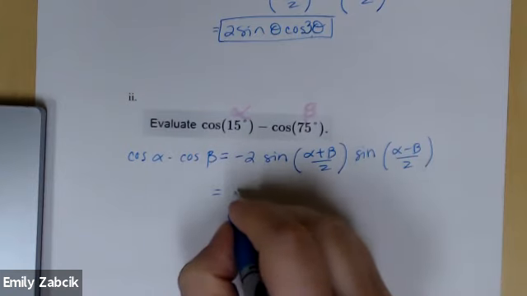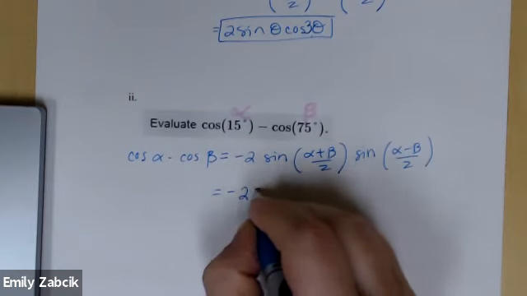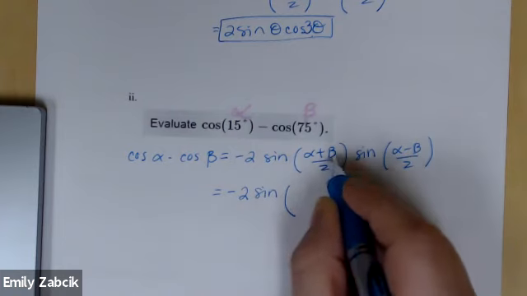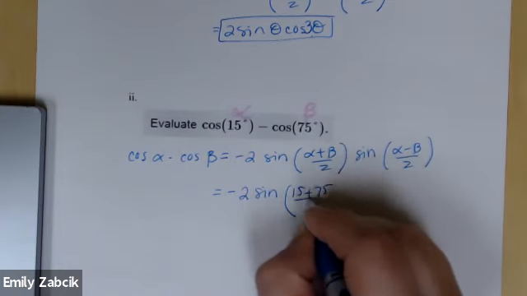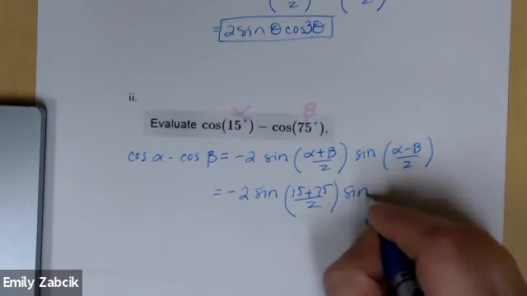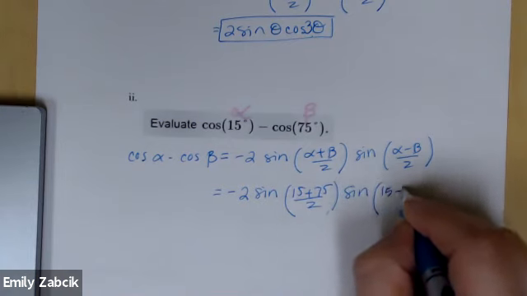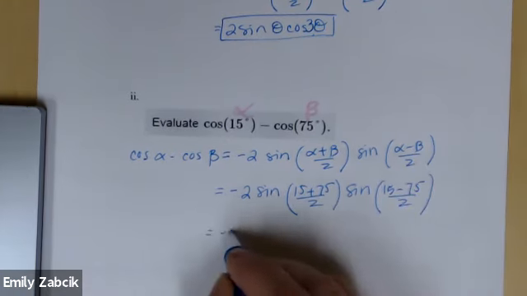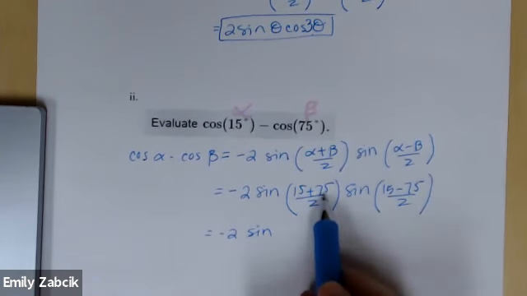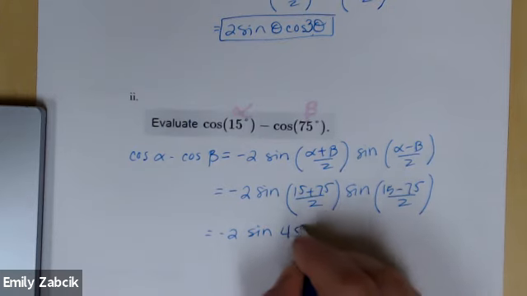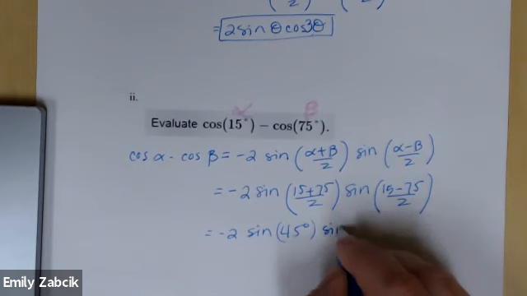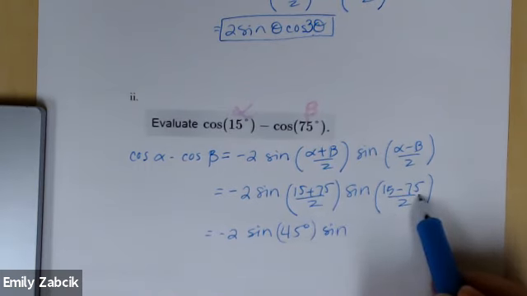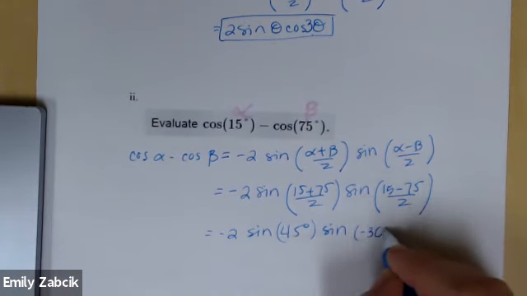So this is going to be equal to negative 2 sine of alpha plus beta, so 15 plus 75 over 2, sine of 15 minus 75 over 2. So this gives me negative 2 sine of, 15 and 75 gives me 90. 90 over 2 gives me 45 degrees. 15 minus 75 gives me negative 60. Negative 60 over 2 gives me negative 30 degrees.